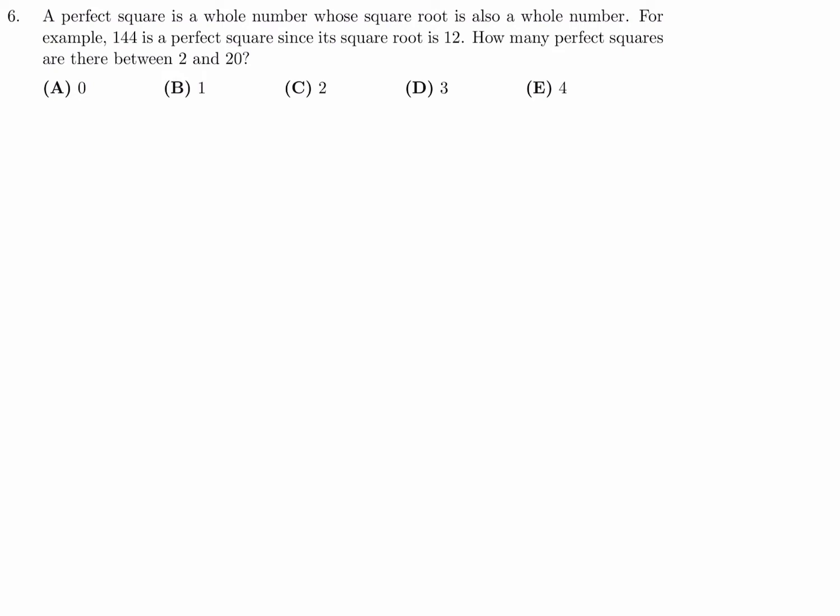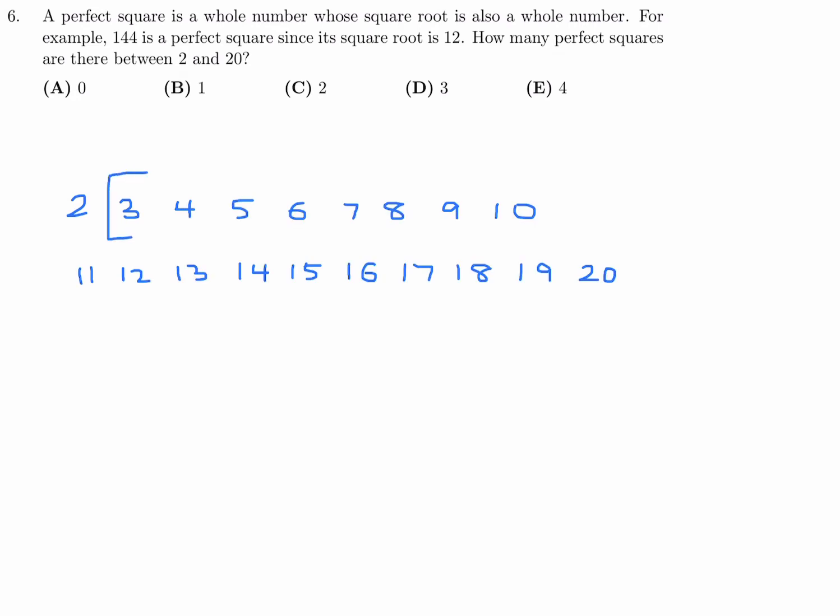A perfect square is a whole number whose square root is also a whole number. For example, 144 is a perfect square since its square root is 12. How many perfect squares are there between 2 and 20? So we want between 2 and 20. So we're just looking at the numbers from 3 to 19 inclusive.